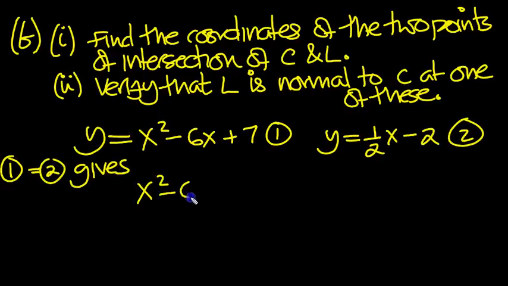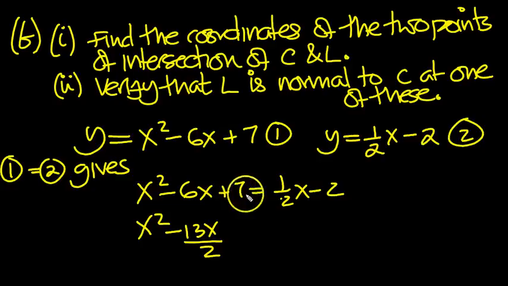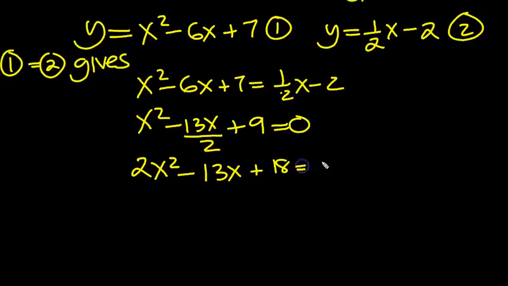So you get x squared minus 6x plus 7 equals a half x minus 2. So leave the x squared where it is. Move the half x over, it becomes minus a half x, so that's minus 13x over 2. Move the 2 over to be plus 2, so 7 plus 2 is 9. That will then equal 0. Double everything. So we'll get 2x squared minus 13x plus 18 equals 0.